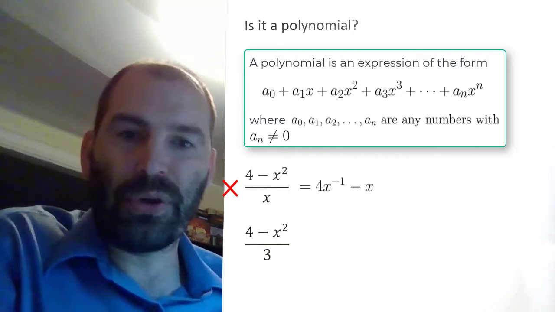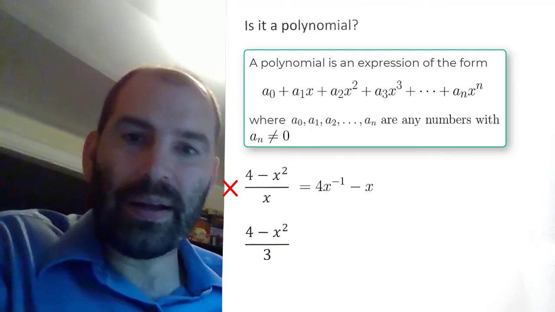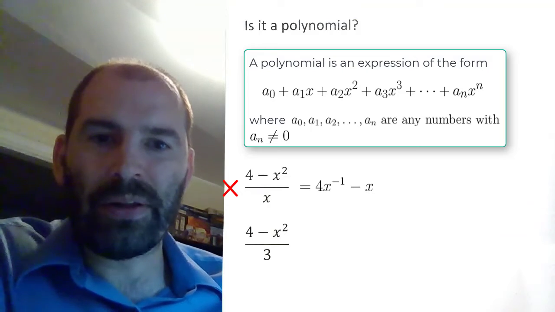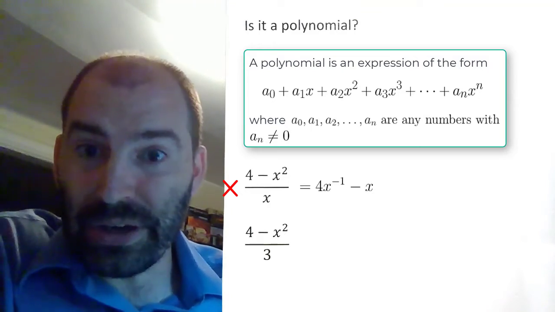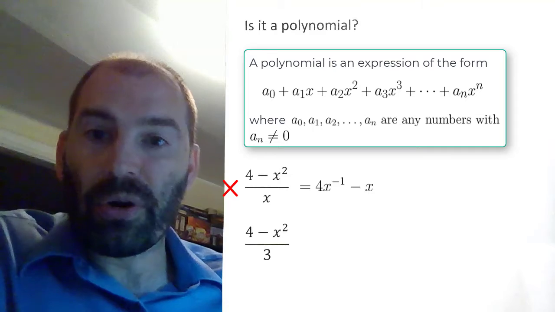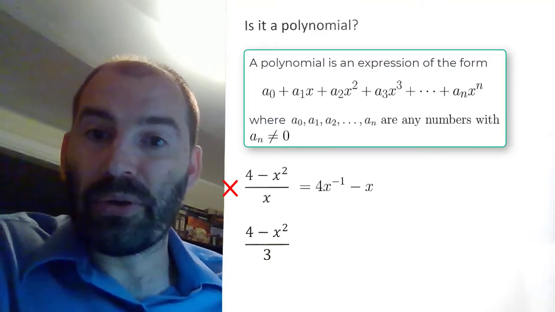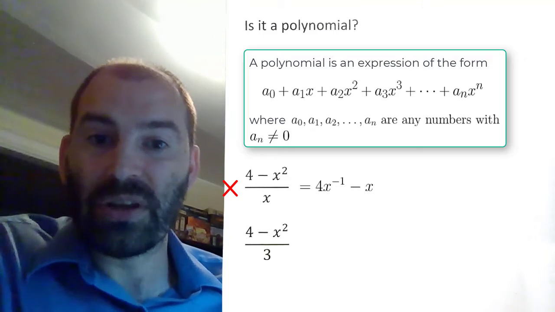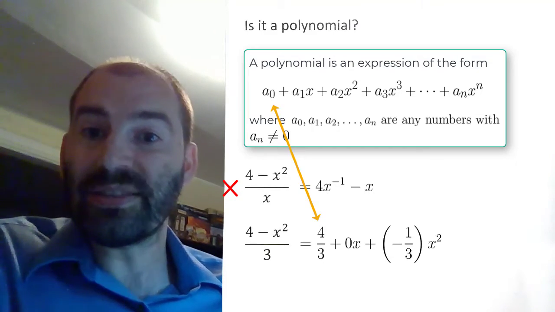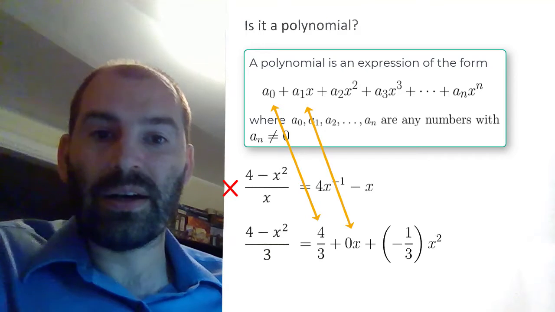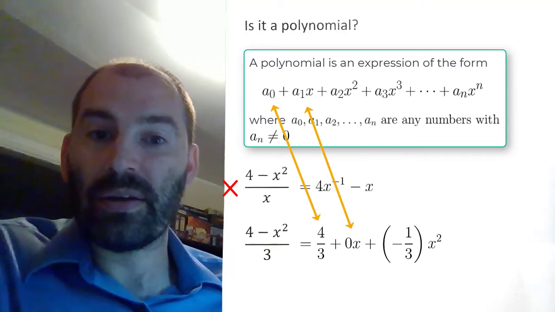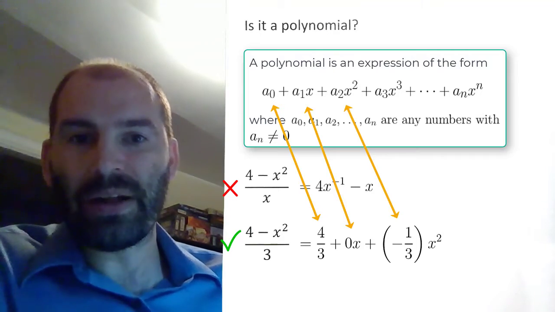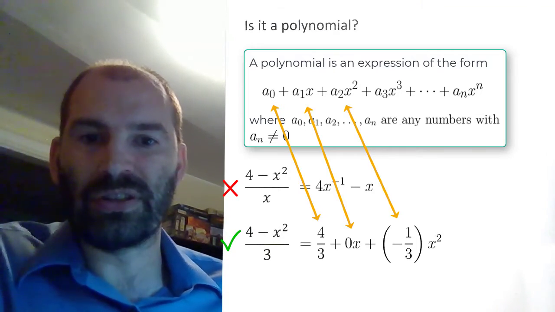Let's look at this one. 4 minus x squared over 3. Well, again, it's got this division, so right now it's not in the form of a polynomial, but what can we do? We could distribute that 3 across. So we have 4 over 3 minus 1/3 x squared. Is that a polynomial? Well, that's the same thing as 4 over 3 plus 0x plus negative 1/3 times x squared. And so, yes, that is a polynomial. So that works just fine.